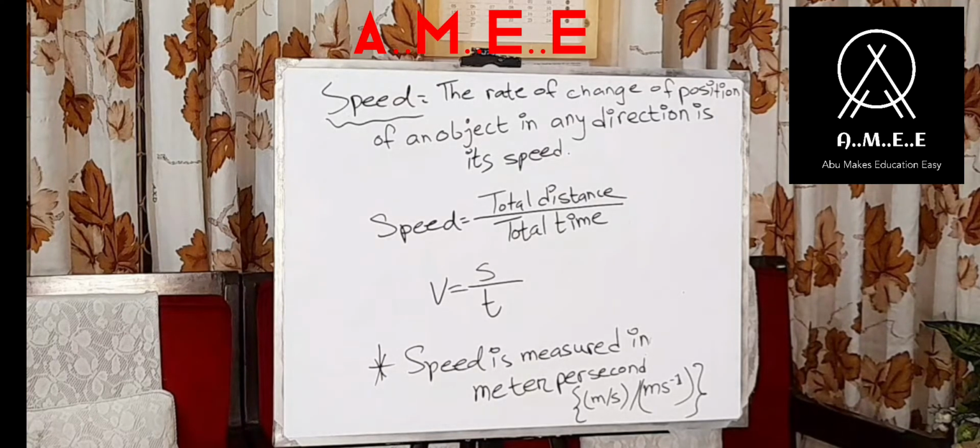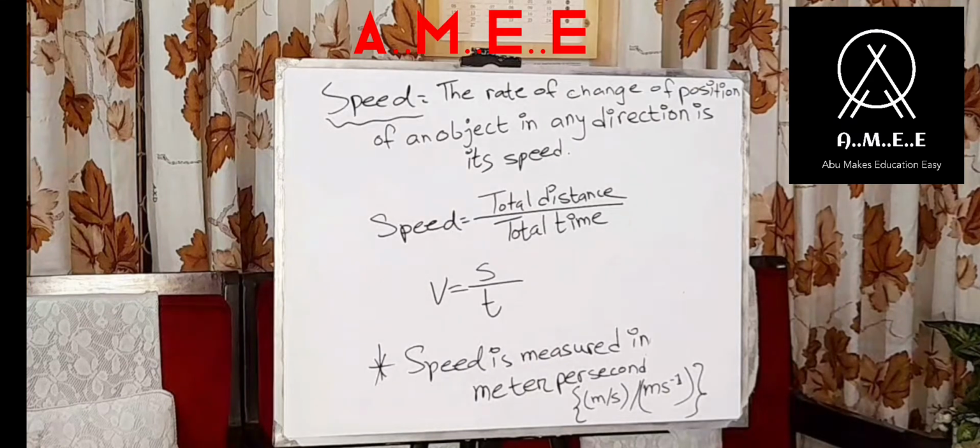The SI unit to measure distance is meter, and the SI unit to measure time is second. So when we divide distance by time, for example 10 meter by 5 seconds: a car has covered a distance of 10 meter in 5 seconds, find the speed of the car. The speed of the car is 2 meter per second.